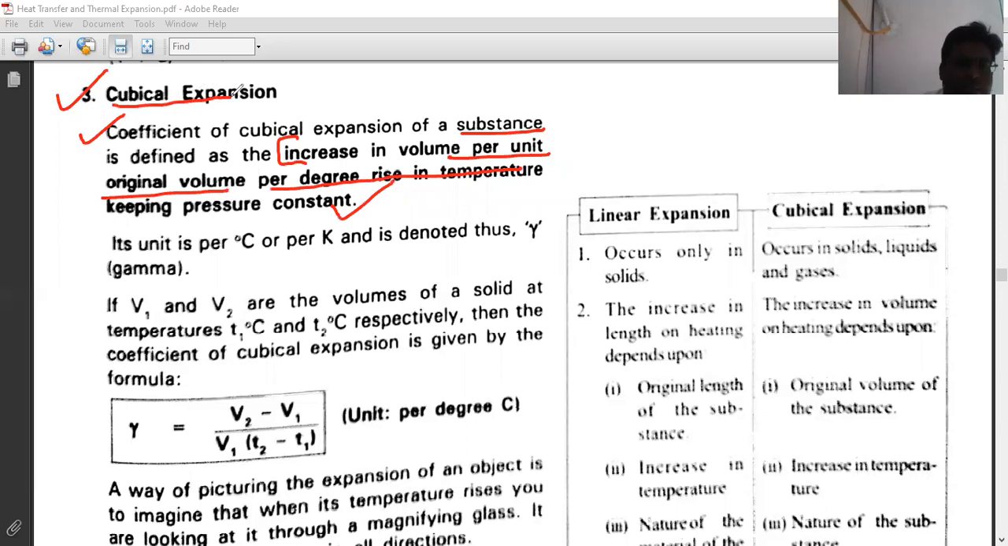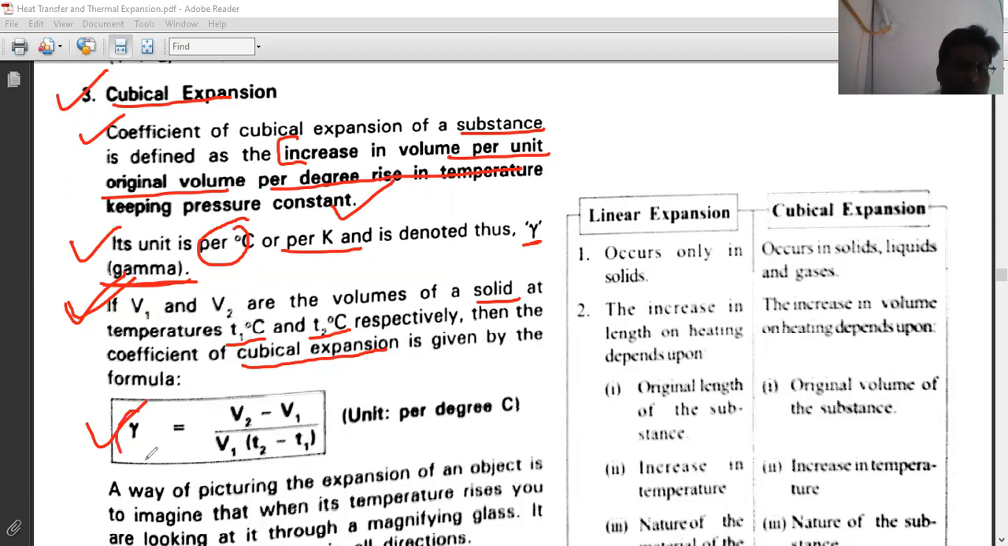So cubical expansion is related to volume. Its unit is per degree Celsius or per Kelvin. It is denoted by gamma. So gamma will represent the cubical expansion coefficient. Let us understand it by example. Suppose V1 and V2 are the volume of a solid at temperature T1 and T2 respectively. Then the coefficient of cubical expansion is given by gamma equal to (V2 minus V1) by V1 into (T2 minus T1).